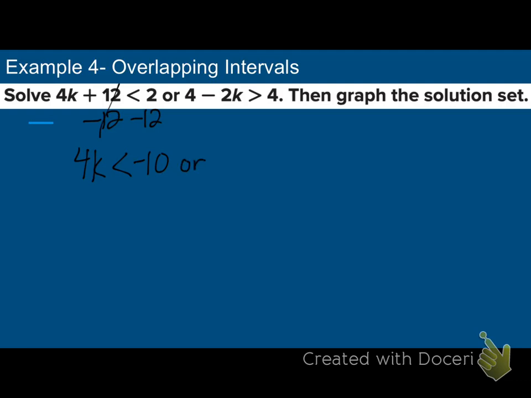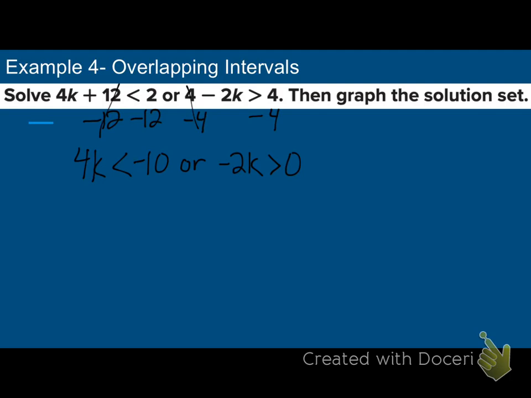What am I going to do first on this inequality over here on the right? I'm trying to get k by itself. Subtract 4. That leaves me with negative 2k. What's 4 minus 4? 0. Symbol, flip or stay? Stay. Are we okay with the first step of each inequality here? Questions, comments, concerns there?